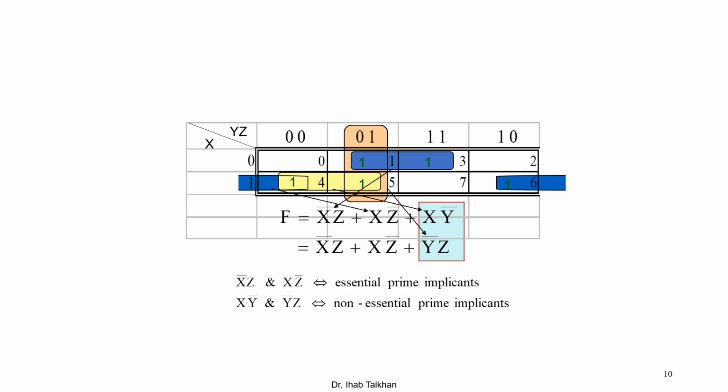You have to take either one of them, the first equation or the second equation, but they are equal to each other. So what you can say here is x bar z and x z bar are essential prime implicants, while x y bar and y bar z are non-essential prime implicants. This example gives you an idea what's meant by essential and non-essential prime implicant.